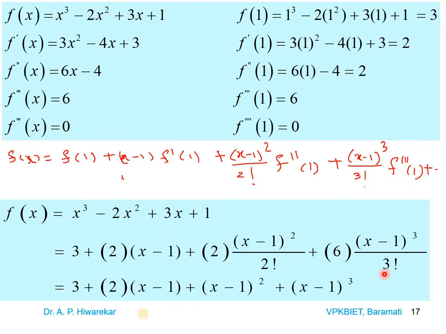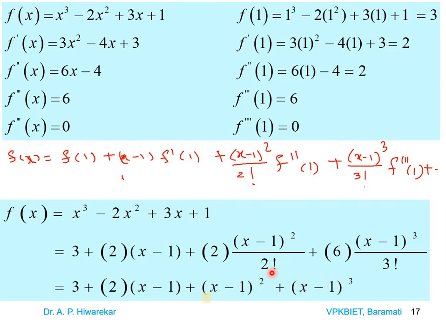So it is x minus 1 cube divided by 3 factorial, plus 3 and so on. So it is 3 plus 2 into x minus 1 plus x minus 1 square, because this 2 gets cancelled, and 3 factorial is 6, so 6 gets cancelled. So we get this particular result as a final answer. So it is the expansion of f(x) in powers of x minus 1.